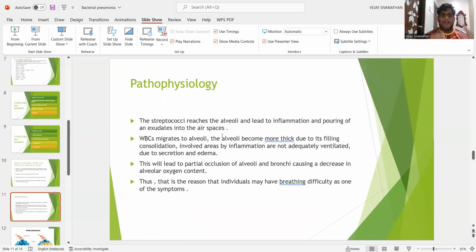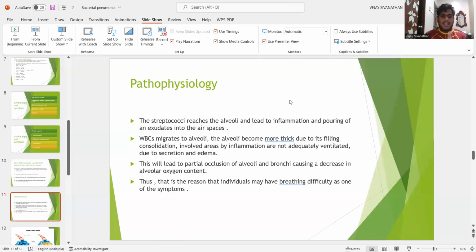Besides that, I'll be talking about the pathophysiology of bacterial pneumonia. The streptococci reach the alveolus and lead to inflammation and pouring of exudates into the spaces. White blood cells migrate to the alveoli. This will then cause the alveoli to become thicker due to filling consolidation, involving areas of inflammation that are not adequately ventilated. This is due to the secretion and edema.